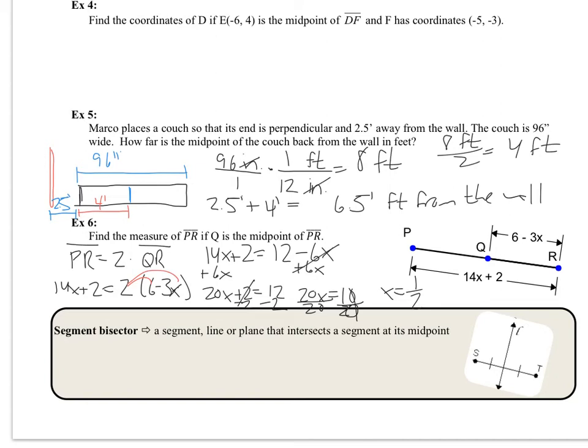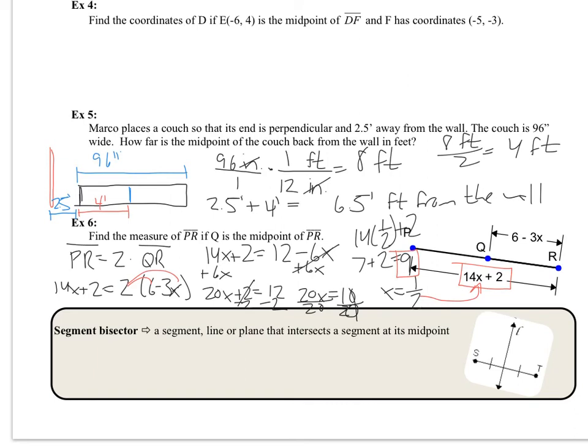Now we look at that and ask, does that answer our question? Our question tells us to find the measure of segment PR. X does not represent the measure. PR is represented as 14x plus 2. But we know x is 1/2, so we plug that into our equation. This is 14 times 1/2 plus 2. 14 times 1/2 is 7. We add 2, and we get 9. So our final answer for the measure of segment PR is 9.